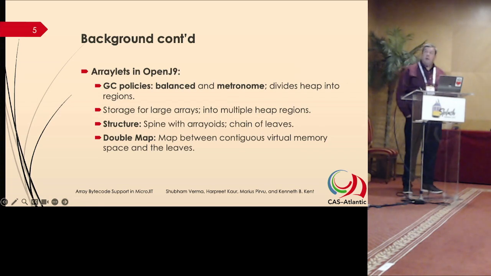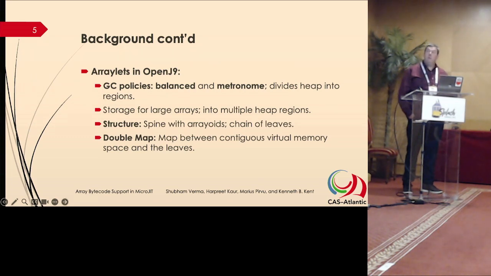So when we're talking about arrays within OpenJ9, we need to be aware of how they're actually implemented. Within OpenJ9, it uses multiple GC policies. Two of note in particular are balanced and metronome. These are region-based garbage collection policies, which effectively means it divides up the heap into regions, and these regions can be scattered throughout or reordered, things of that nature. When you're storing arrays, large arrays will be stored across multiple regions, and this causes problems because the regions may not necessarily be one after another or contiguous.